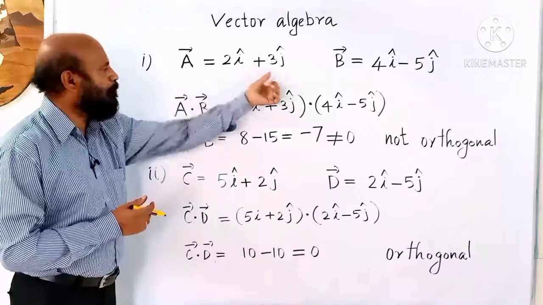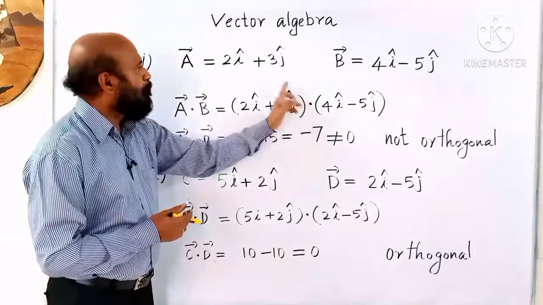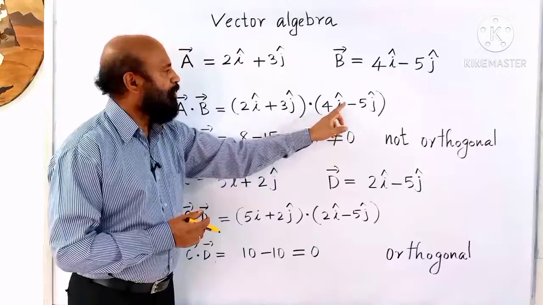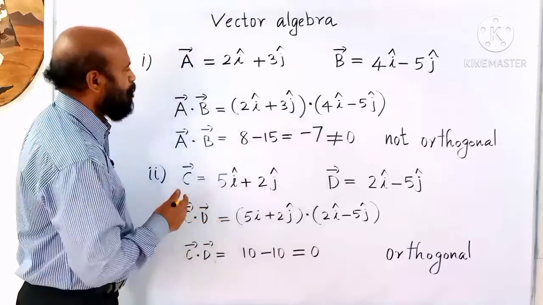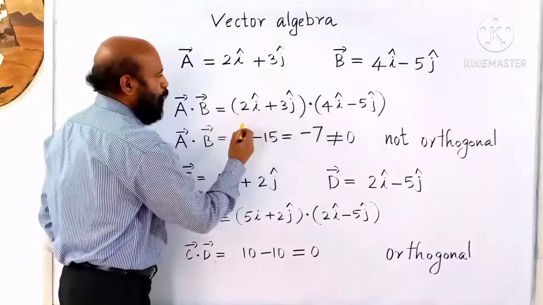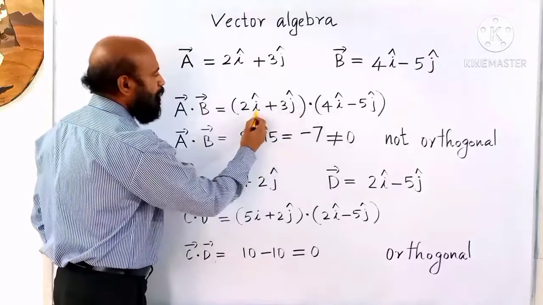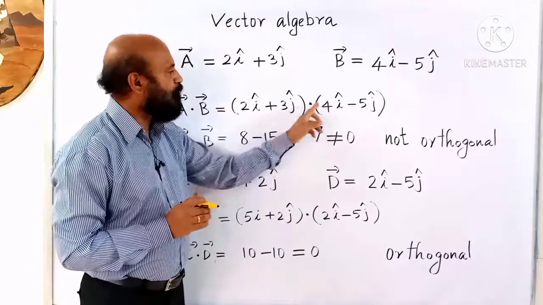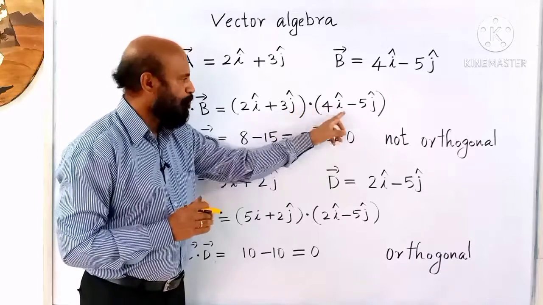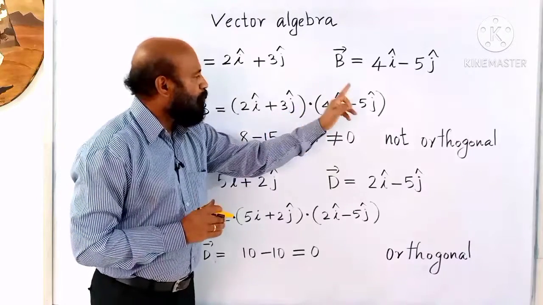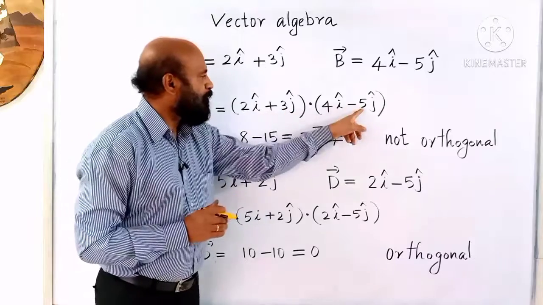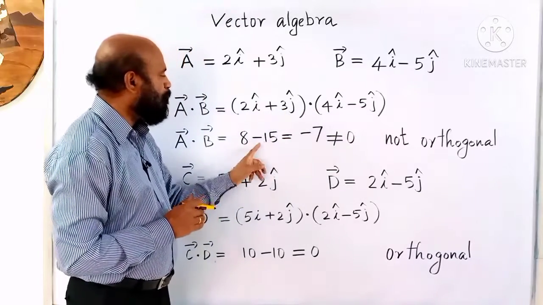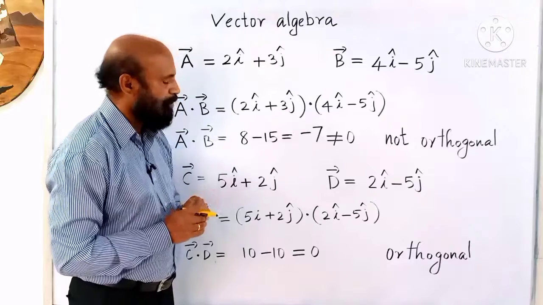A vector is 2i plus 3j, then B vector is 4i minus 5j. I dot I is 1, so 2 into 4, 8. I dot j is 0. Next, this with this, j dot I is also 0. Now, j dot j is 1. So, 3 into minus 5 is minus 15. 8 minus 15 is minus 7.